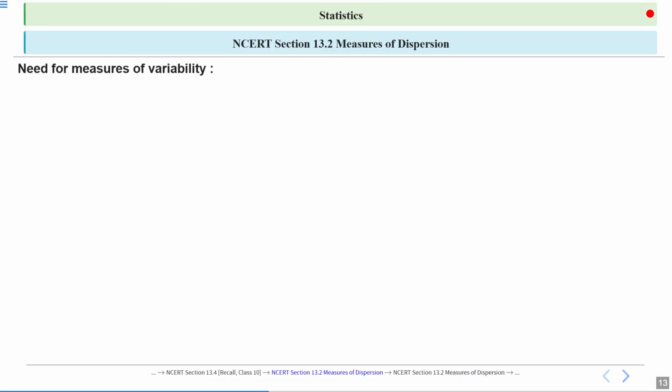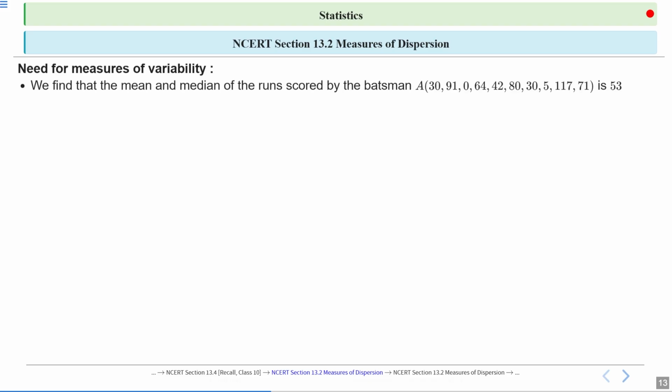Now, we will discuss measures of variability. We will discuss why understanding variability is crucial when analyzing datasets. Let's start by looking at the runs scored by batsman A in a series of matches. They are 30, 91, 0, 64, 42, 80, 30, 5, 117, 71.